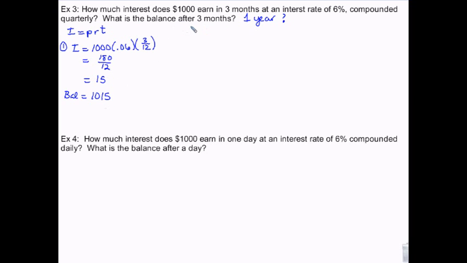So that's the balance after the first 3 months. When we get to the second quarter, which is 0.25, you can use that as well if you want. I get 182.70 divided by 12. So she gets 15.23. So that second quarter she's earning an extra 23 cents.